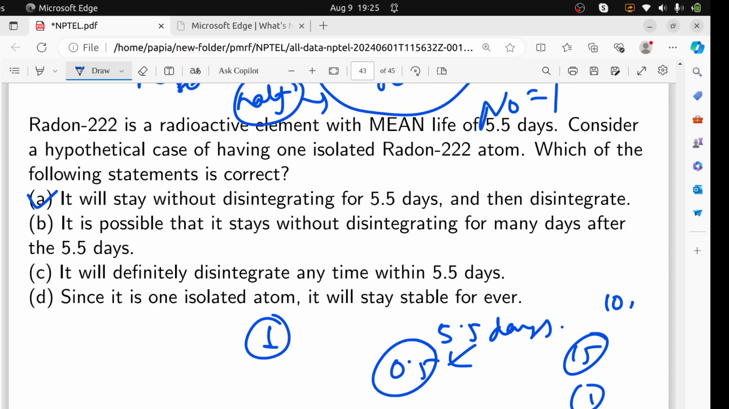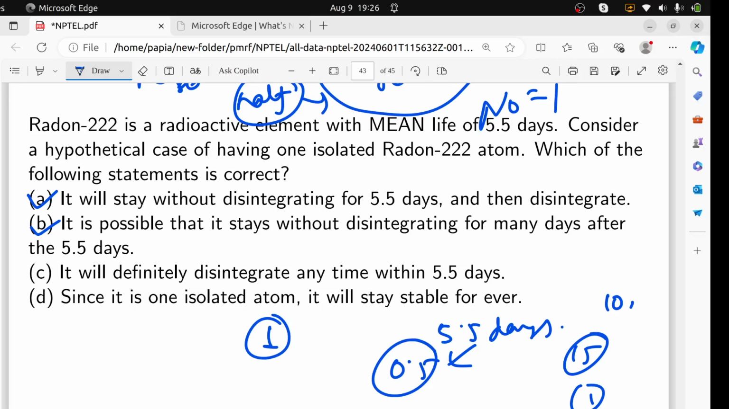But if mean life is there, then as you told, mean life is the average of all the lifetimes of the parent particle to decay to the daughter particle. Then it is possible that it will disintegrate within 5.5 days, or it can also decay after 5.5 days, as it is a probabilistic one. It is possible that it stays without disintegrating for many days after the 5.5 days, that is also possible. But for half-life, it is good for A as well as B.